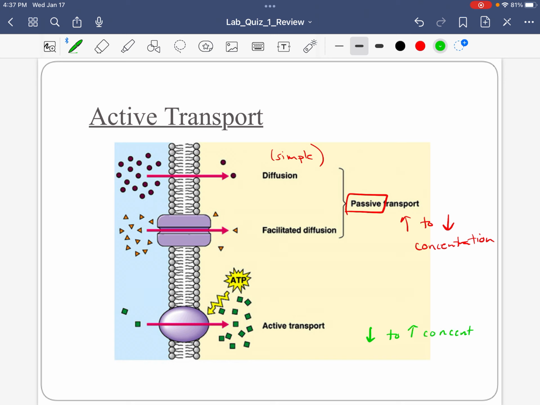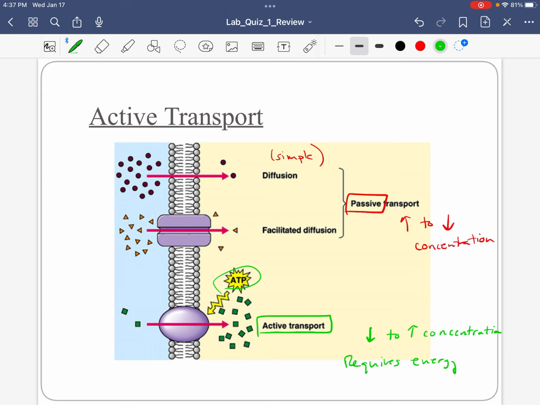Easy. However, sometimes we need to move things from low to high. When we move things from low to high concentration, it's called active transport. Why is it called active transport? Because it requires energy.